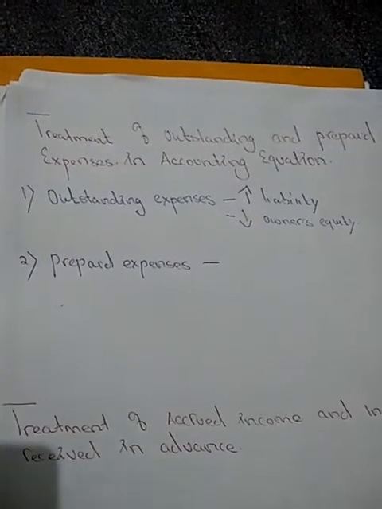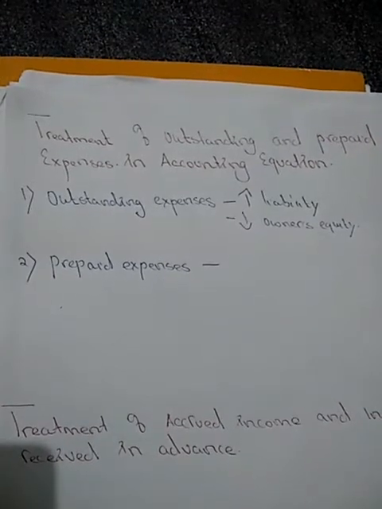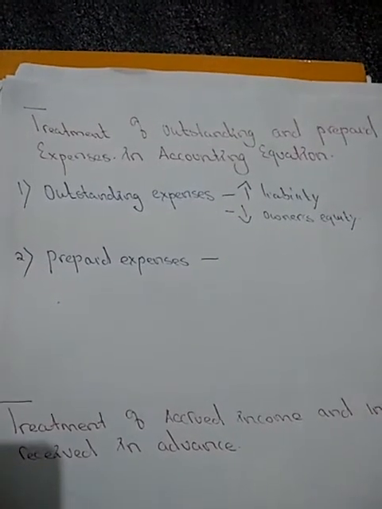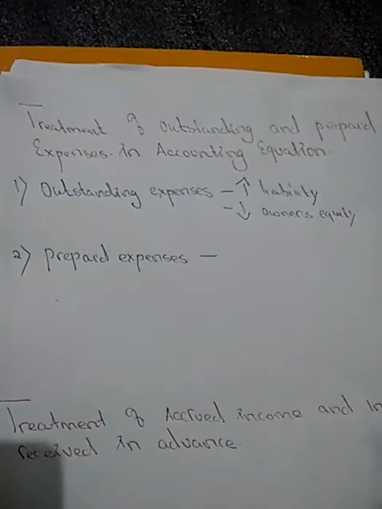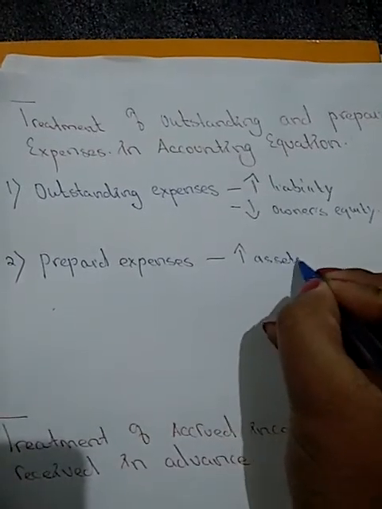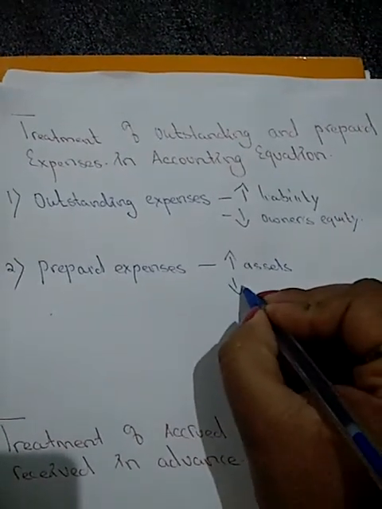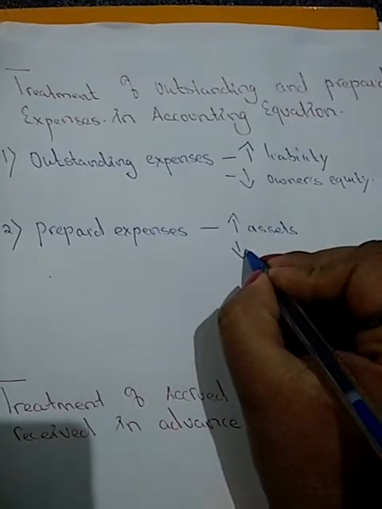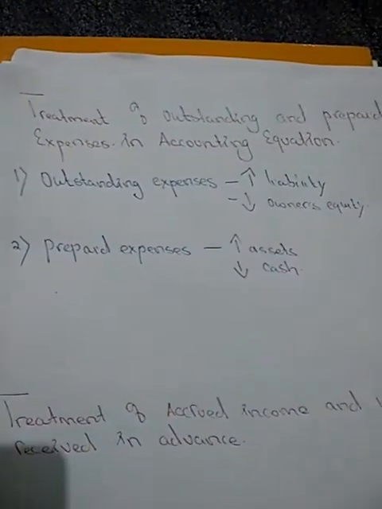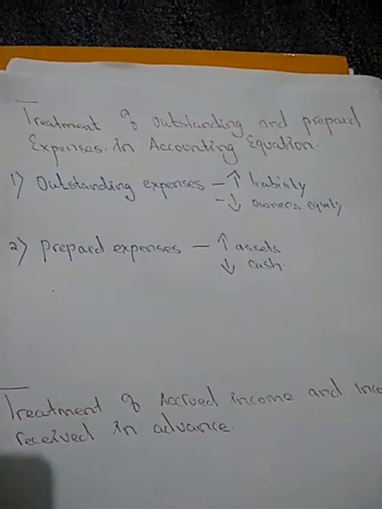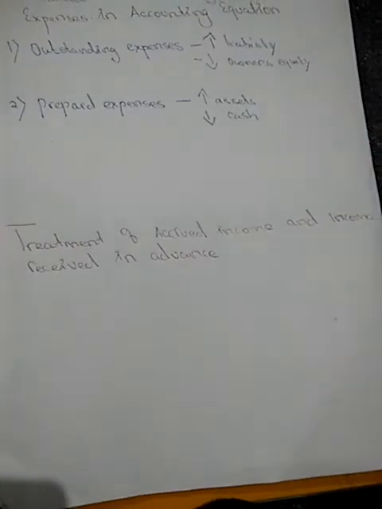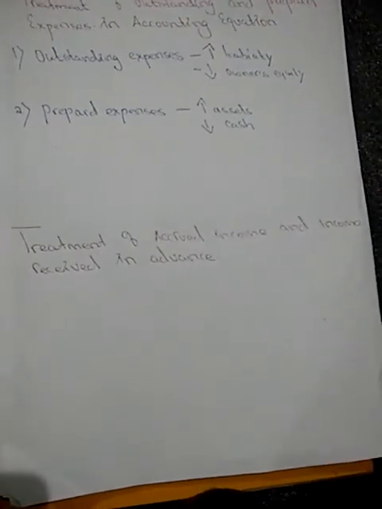So your asset will increase. You are paying in the form of cash. Cash decreases when you pay expenses in advance. So the first one, prepaid expenses, is asset. Asset increases in accounting equation, and it also tells you that you pay that expenses out of your cash. So cash decreases. So this is brief about outstanding expenses and prepaid expenses. Now we'll move to accrued income and income received in advance.